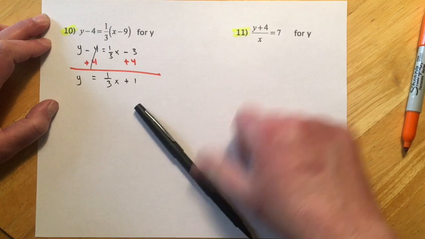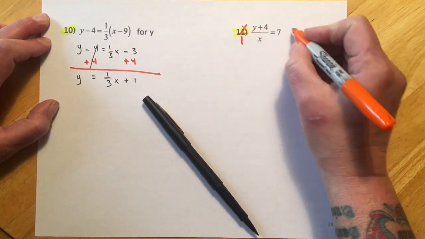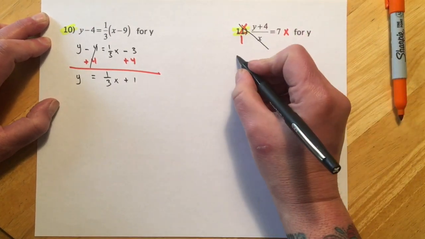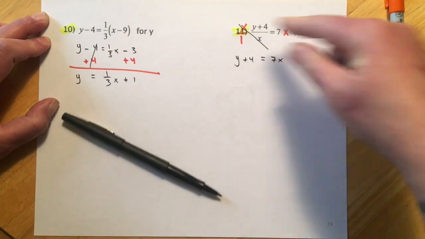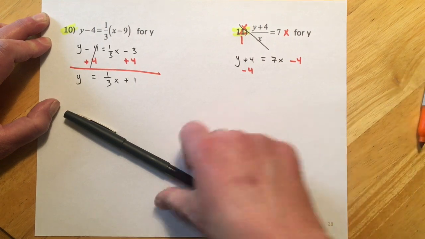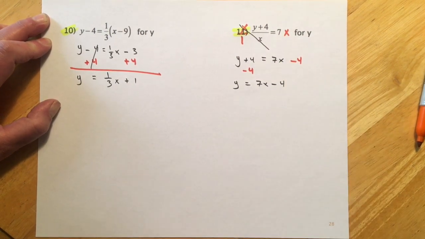And last one, so this has that x downstairs again, so I'm going to multiply both sides by x, so I can cancel this, and that leaves me y plus 4 equals 7x, and then I can just subtract the 4. And y equals 7x minus 4.